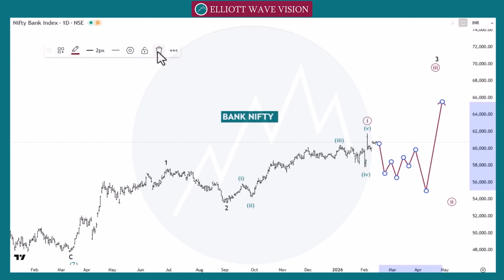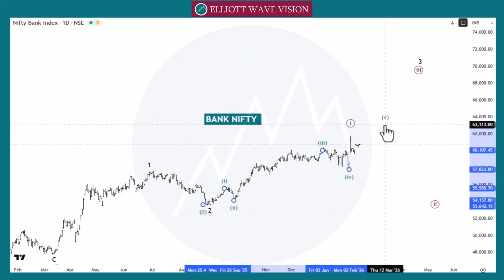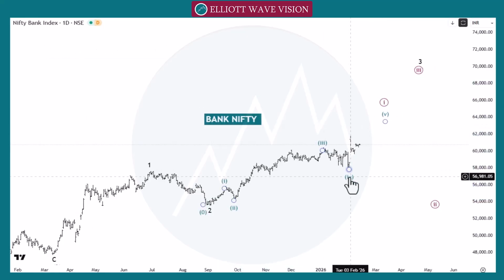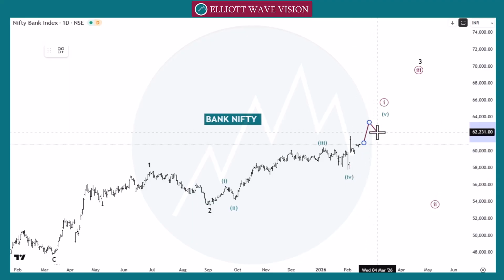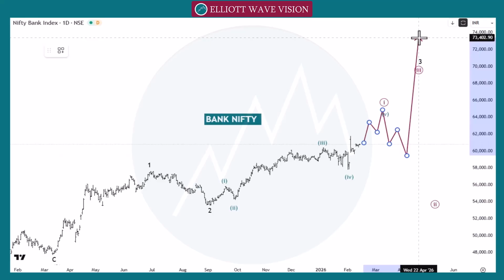Or that's also possible. This green wave 5 may still be in play, like after this green wave 3 and 4. Now that's possible, market may give us this move as a wave 1, wave 2, 3, 4, 5 towards the 65. Then market will give us the A, B and C. Then we will go towards the bullish side.